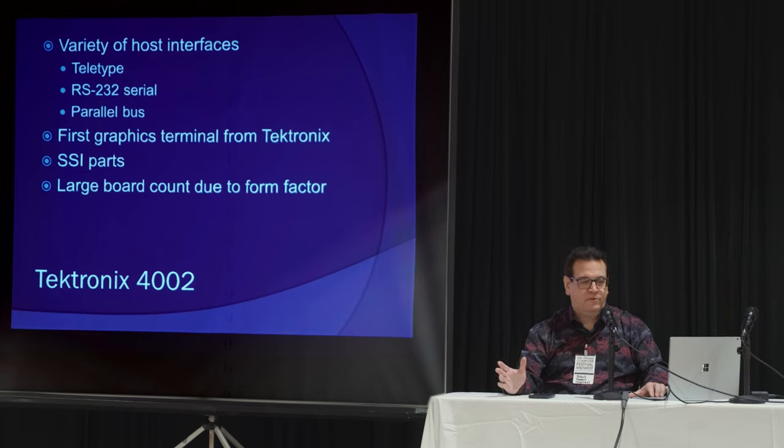This is 1969, so it's small scale integration parts, not very dense components, chips that have like, you know, four AND gates on them or something like that. And because of the form factor they chose for their card cage, it has a very high board count. It's not particularly cheap to manufacture because you have to manufacture all these boards. You've got all the interconnect components and everything to connect all the boards together. So it makes for an expensive product.